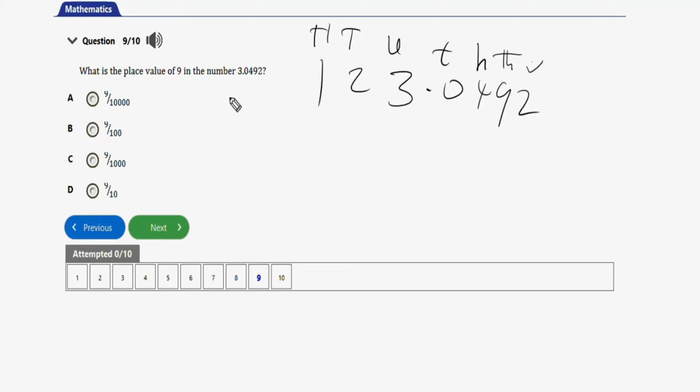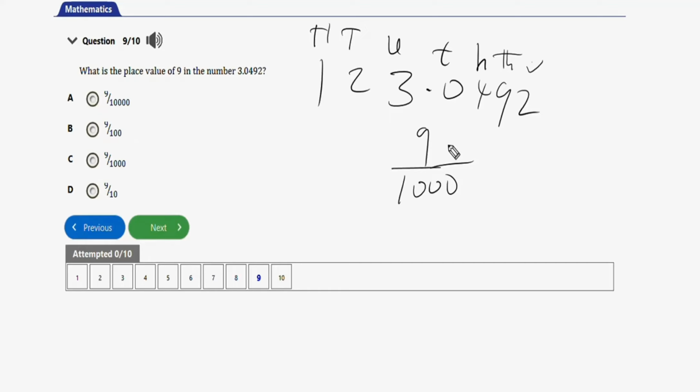So looking at what we have here, we have 3.0492. The value of 9 is at the 1000 there. So this 1000 there basically means 9 over 1000. Alright, so the right option is option C.